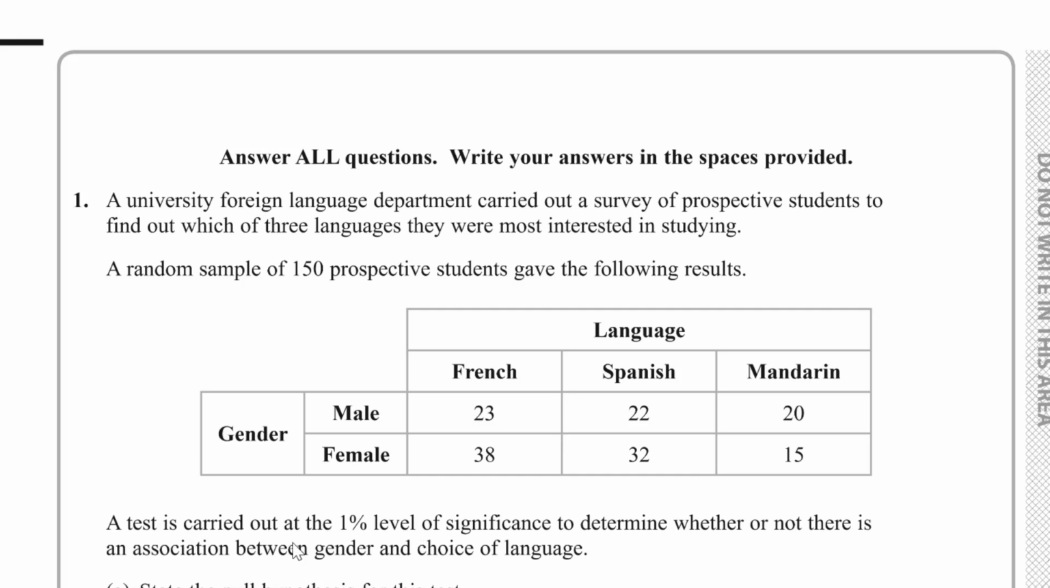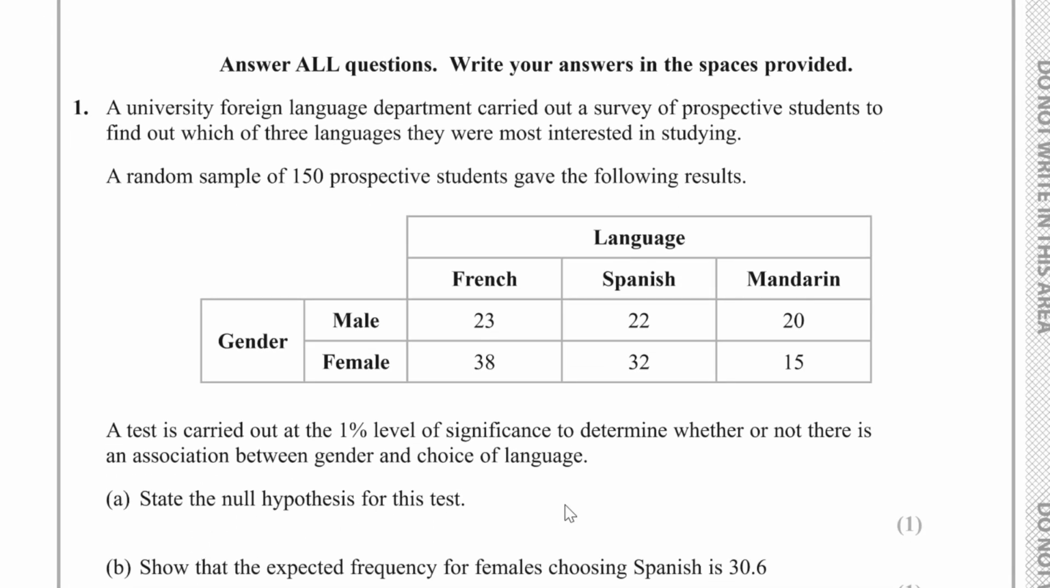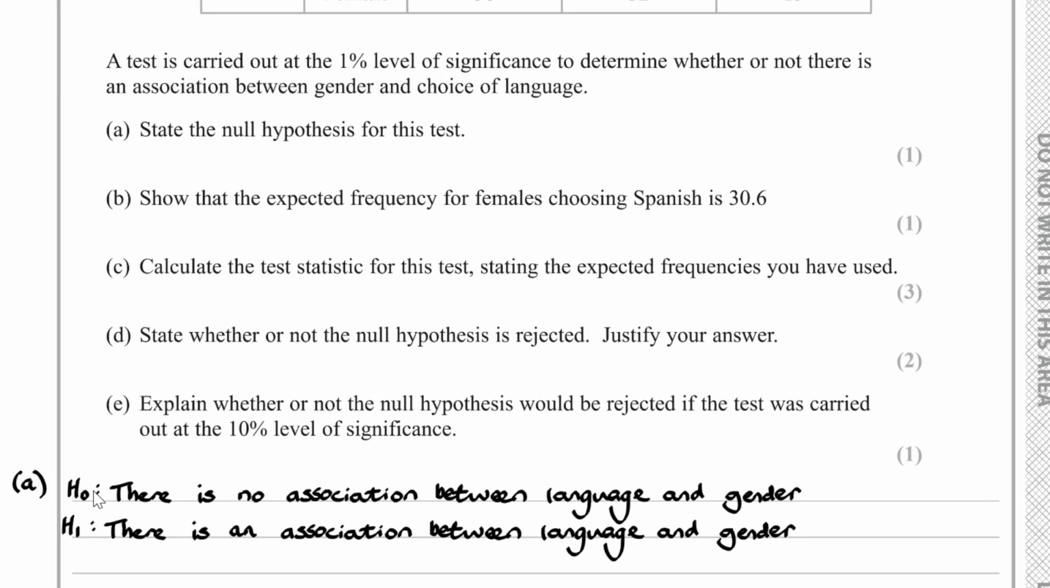For part A, we have to state the null hypothesis for this test. So we have the null hypothesis H0: there is no association between language and gender. And just as an added benefit, I thought it would be a good idea to state the alternate hypothesis H1: there is an association between language and gender.